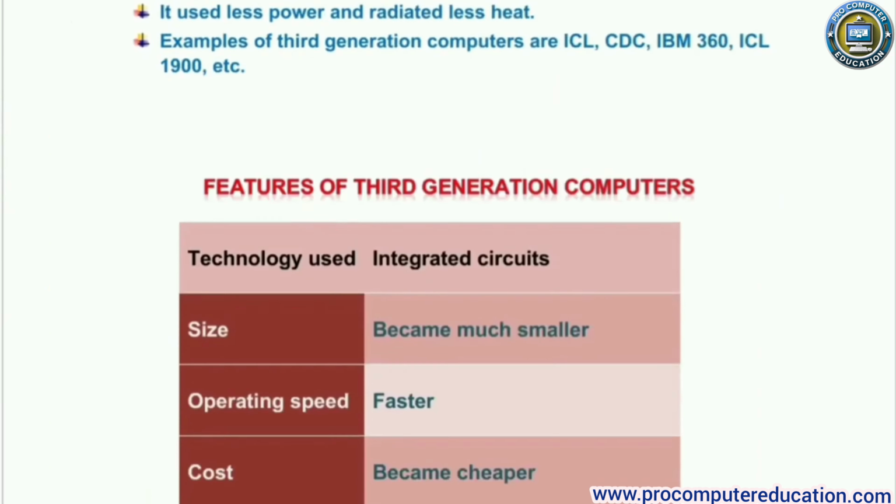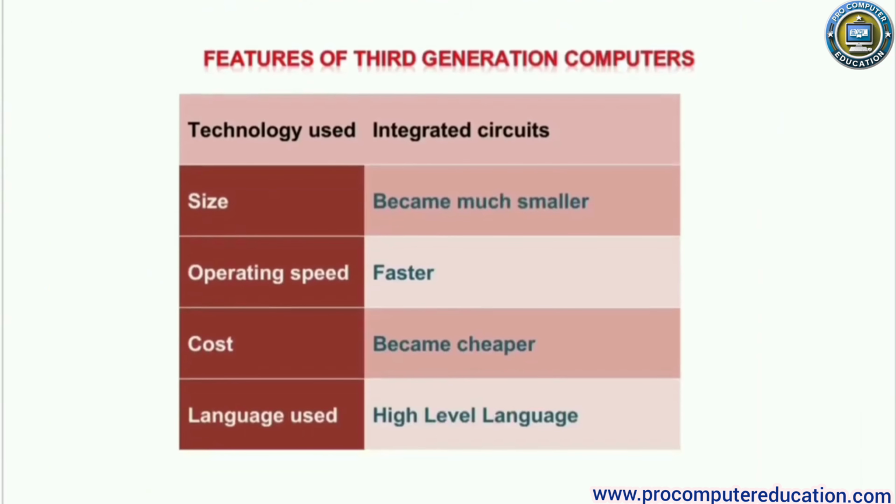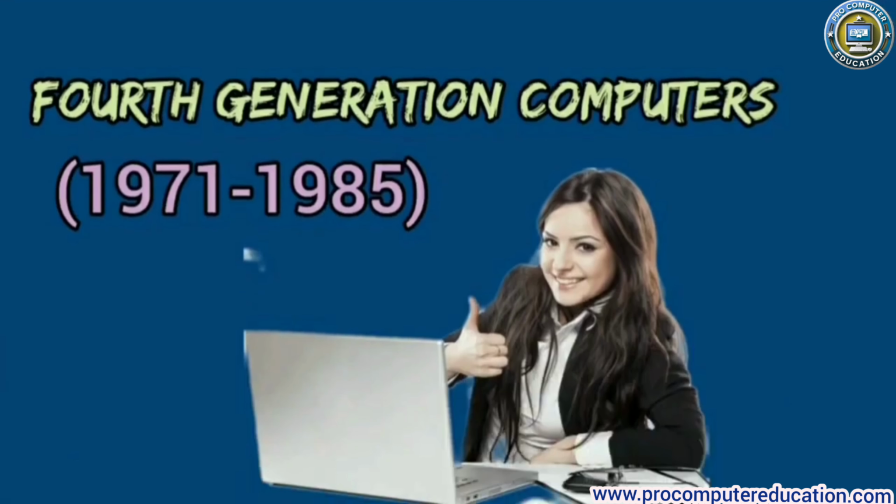Now moving forward, features of third generation computers. Technology used: integrated circuits. Size became much smaller than second generation computers. Operating speed faster than second generation computers. Cost became cheaper than second generation computers. Language used: high level language. Now moving forward and discussing fourth generation computers.